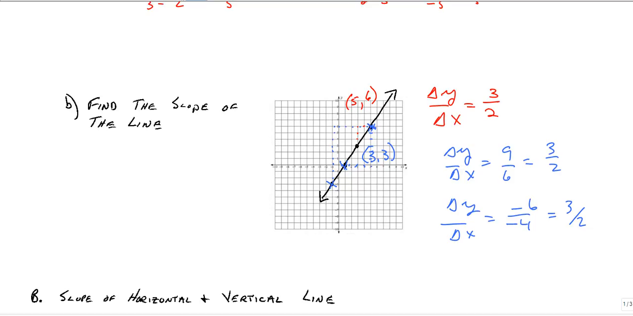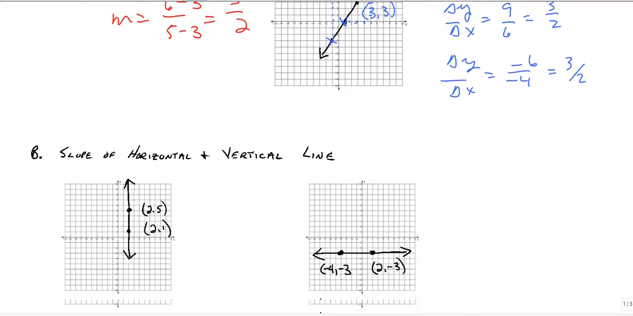So let's do the difference of the y's. That would be 6 minus 3 over the difference of the x's, 5 minus 3. 6 minus 3, oh, look, it's the same thing. So, slope is a slope, same for any line.